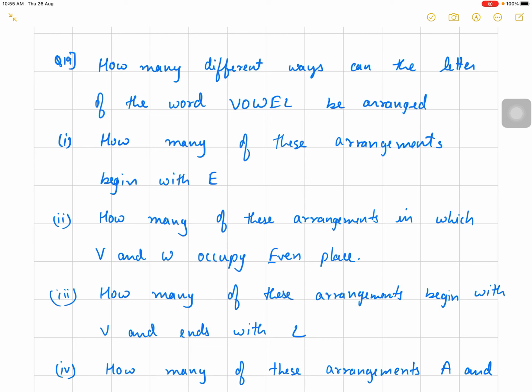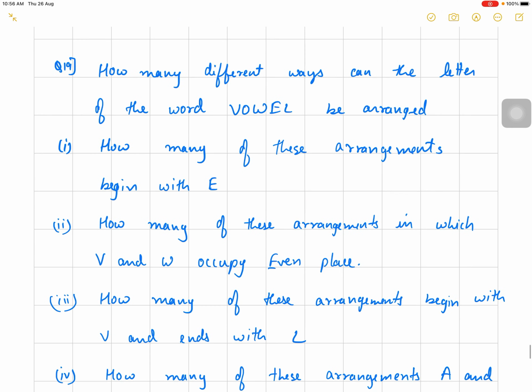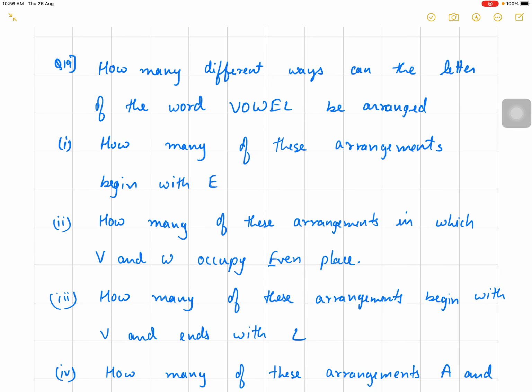How many different ways can the letters of the word VOWEL be arranged? How many of these arrangements begin with E? How many of these arrangements in which V and W occupy even place? How many of these arrangements begin with V and end with L? How many of these arrangements have A and E together? So we'll solve each and every question one by one.